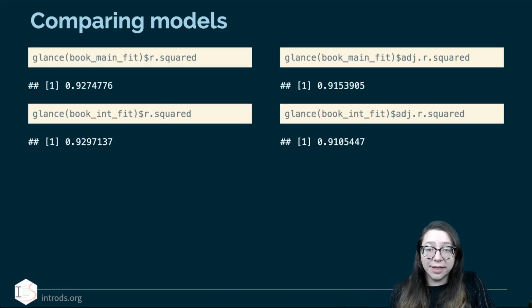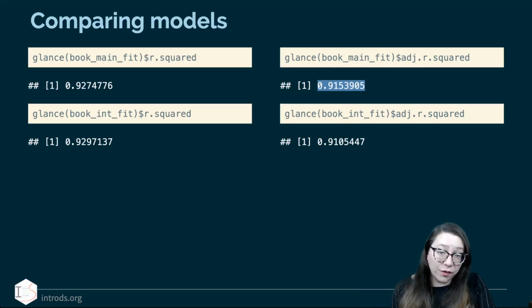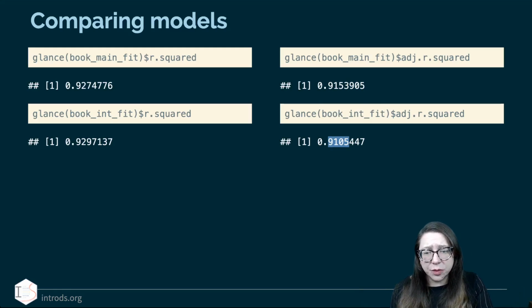So let's take a look at these. On one side, I have the R squared values for the main effects and the interaction effects models. So these are the numbers that we saw earlier. And then on the other side, I have the adjusted R squareds, which I can again use the glance function to extract. How do these two compare? So for the main effects model, my adjusted R squared is 91.54%. And for the interaction model, my adjusted R squared is like 91.05%. So which one is higher?